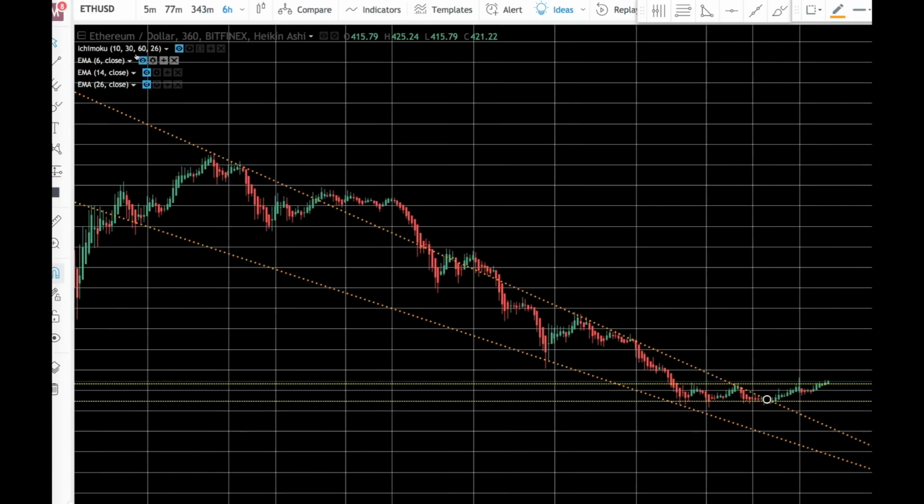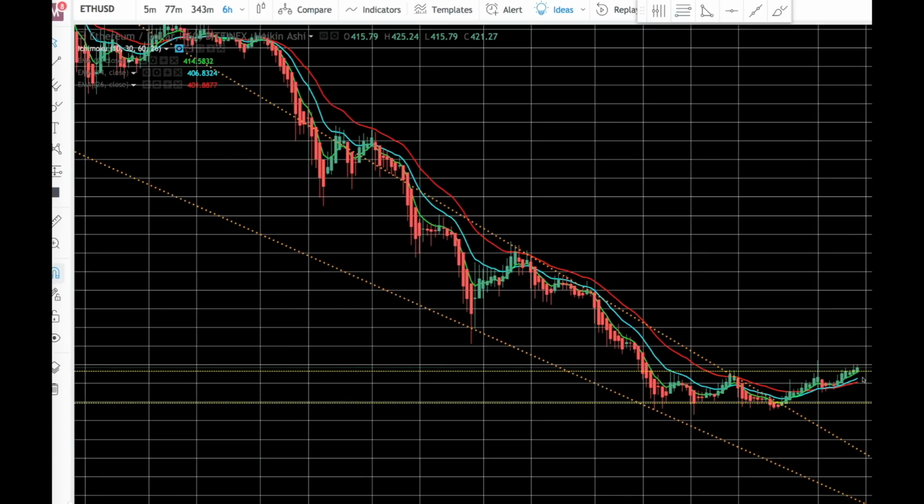If we go into the 6-hour and we add in our moving averages just to take a quick look, as you can see, we're getting our moving averages in line. Green over blue over red, our fast over medium over slow moving averages, and we're trading above that fast moving average, and hopefully we'll be able to break through this resistance level and trade above it. That'd be a great indication.